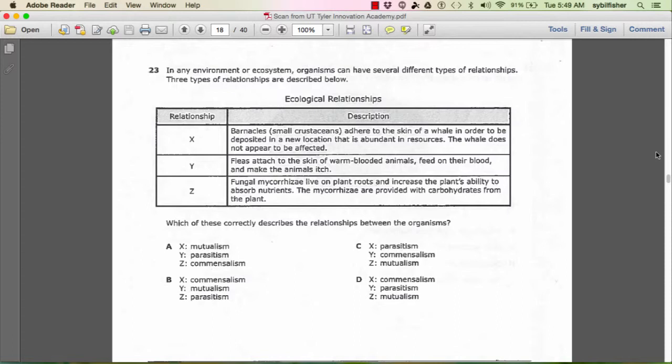A. X. Mutualism. Y. Parasitism. Z. Commensalism. Or B. X. Commensalism. Y. Mutualism. Z. Parasitism. C. X. Parasitism. Y. Commensalism. Z. Mutualism. D. X. Commensalism, Y. Parasitism, or Z. Mutualism.